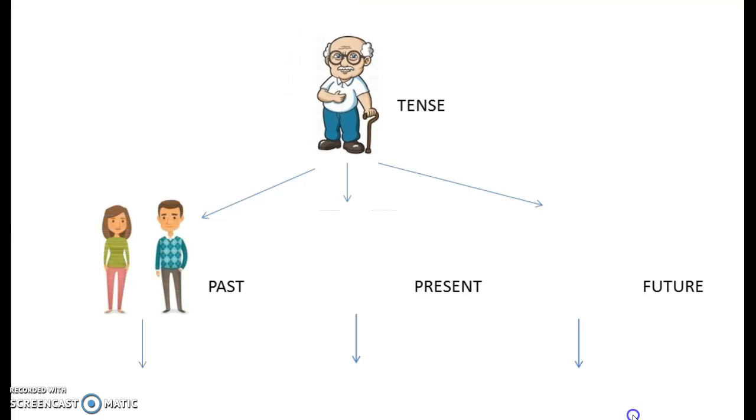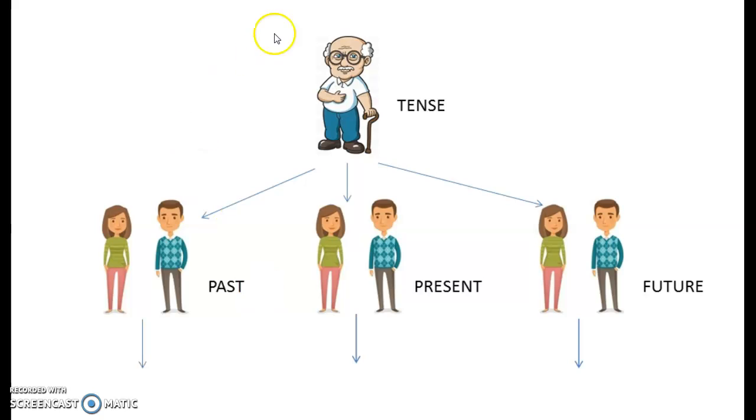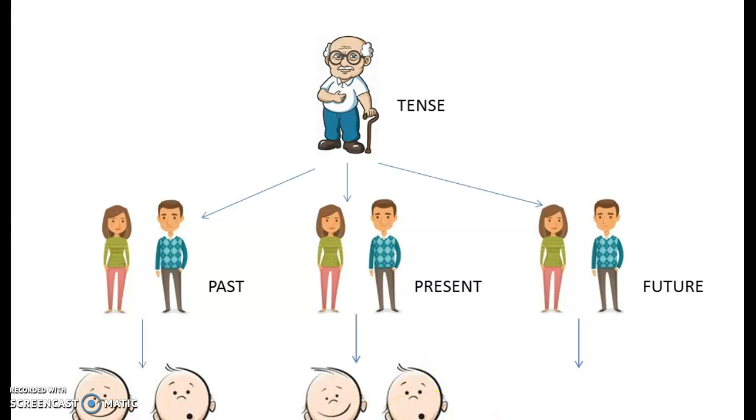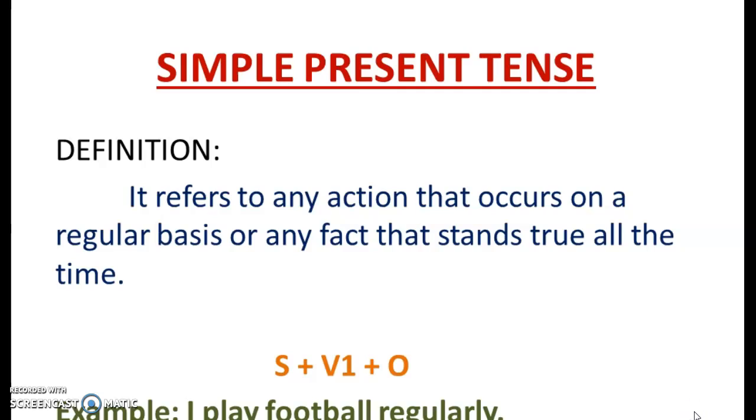We can describe it from this picture also, that there is a grandfather, which is a tense, and there is his son and a daughter. So this is the past tense, then present, and then future. So the past has 4 children: simple, continuous, perfect, and perfect continuous. Present also has 4 children: simple, continuous, perfect, and perfect continuous. And future also has 4 children: simple, continuous, perfect, and perfect continuous.